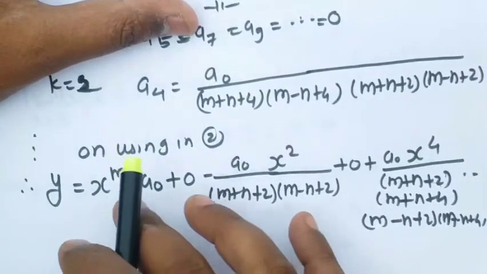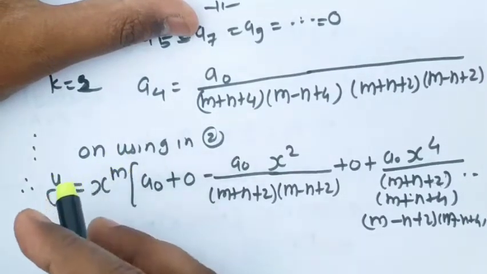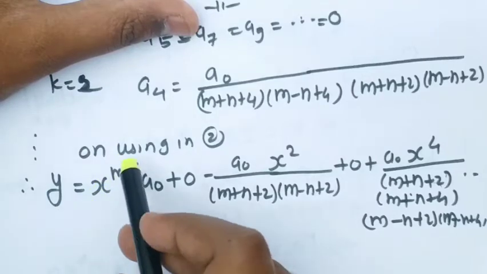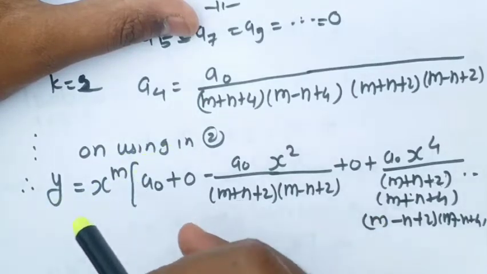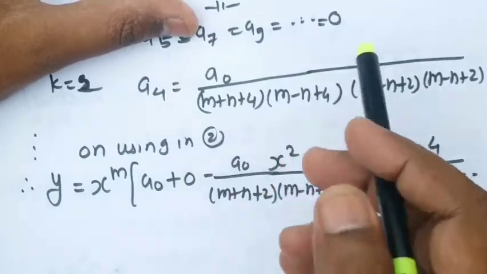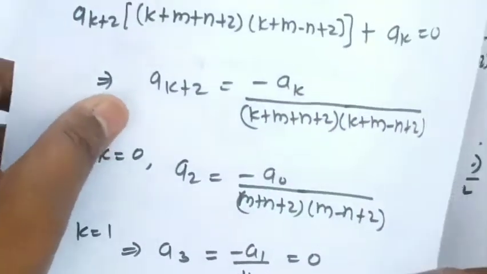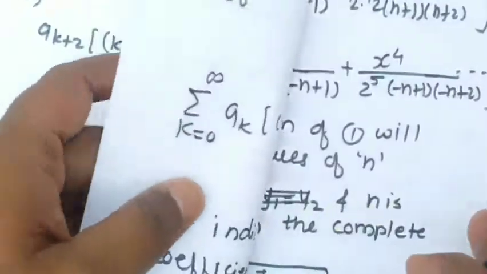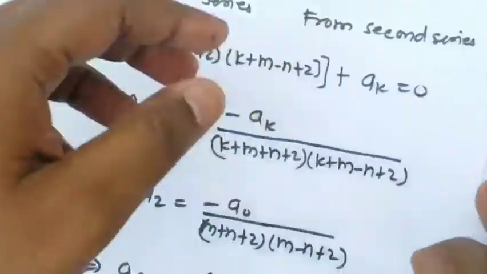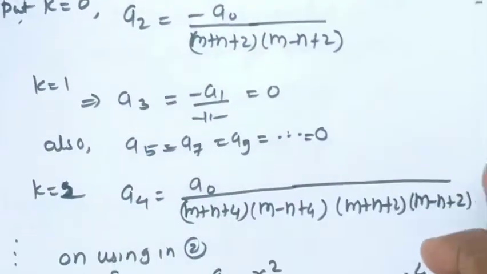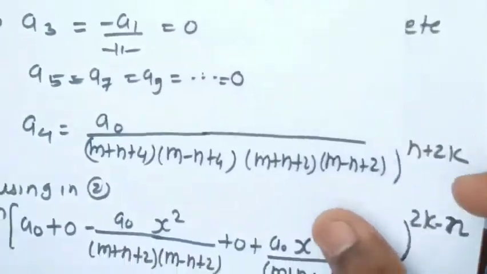Now in the Frobenius method, we substitute the values of roots, right? Roots means the values of m we put. The values of m we have obtained as plus n and minus n, right? And initially we have discussed that we are obtaining the solution of the Bessel's equation for non-zero and non-integer n, fine.